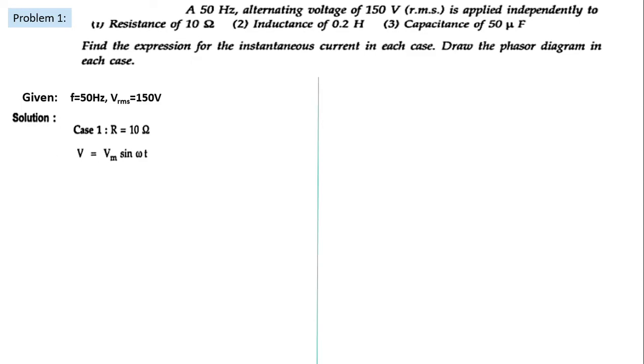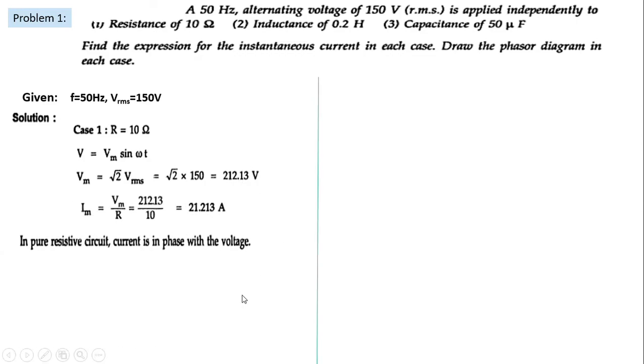Dear students, here we need to find the value of instantaneous current. So first we have to write the equation for instantaneous voltage. V is equal to Vm sin omega t. To know the value of Vm, it is equal to root 2 V RMS. So root 2 into 150, which is equal to 212.13 volt. From that we can get the value of maximum current Im. It is a ratio between Vm and R. So 212.13 divided by 10 is equal to 21.213 amps.